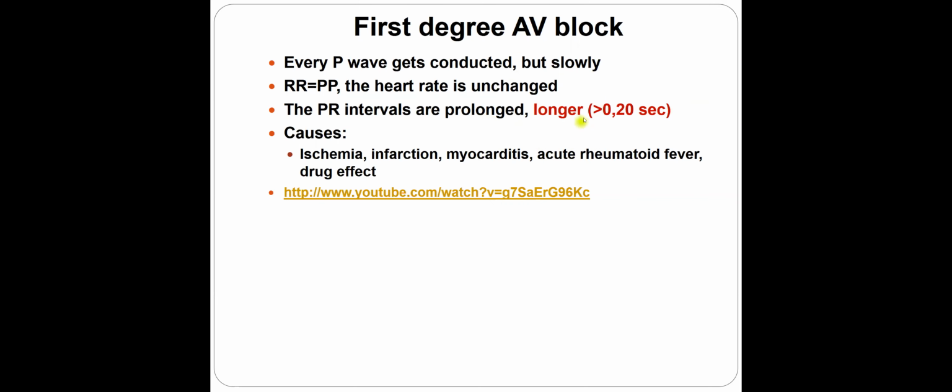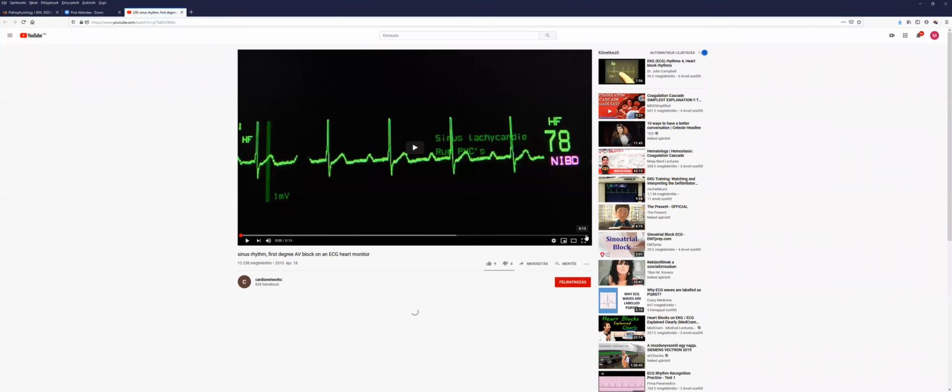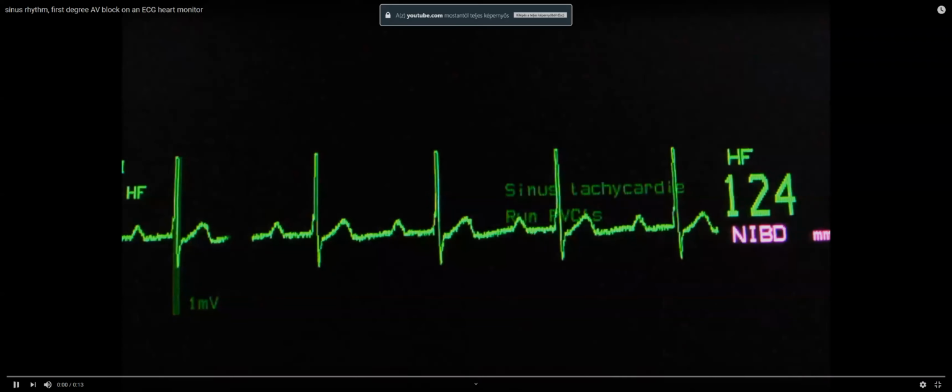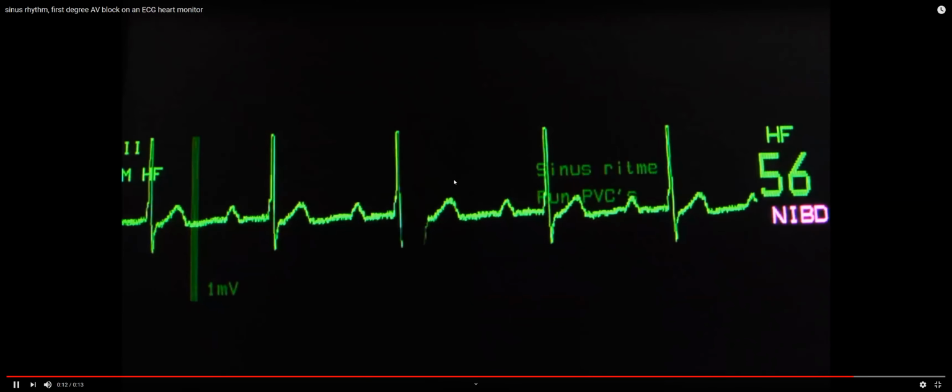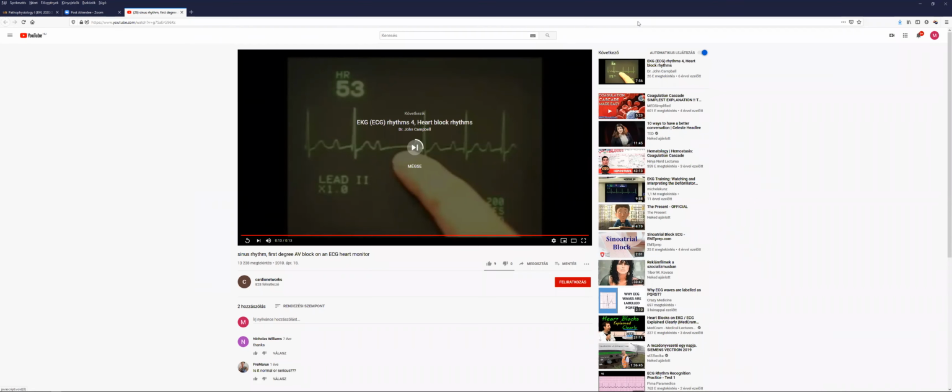Now let's see. This is how it looks in the YouTube video. You can see that the PR interval is longer. It's rhythmic. However, the PR is longer. This is how you diagnose the first degree AV block. So that's a rhythmic one and the PR is longer.